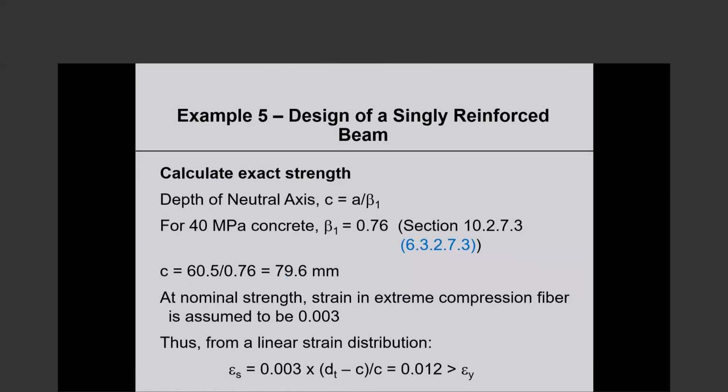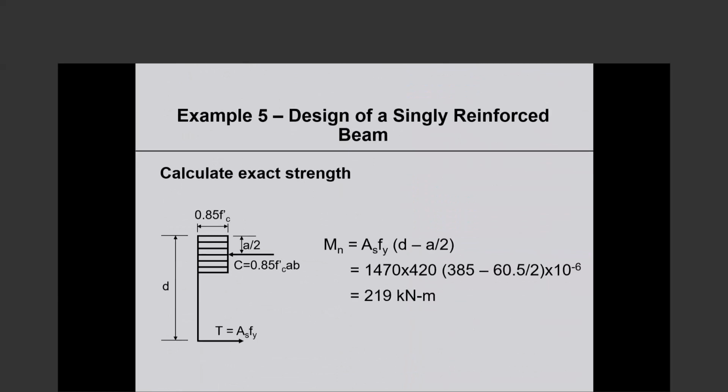At nominal strength, strain in extreme compression fiber is 0.003. So that enables us to calculate the strain in the tension reinforcement. That comes out to 0.012. That is way higher than the yield strain. So the tension reinforcement is yielding as we assumed. So now we can calculate the moment strength exactly. A sub S 1470 square millimeters, F sub Y 420 MPa, D of 385 minus A of 60.5 millimeters divided by 2, that is 219 kilonewton meters.